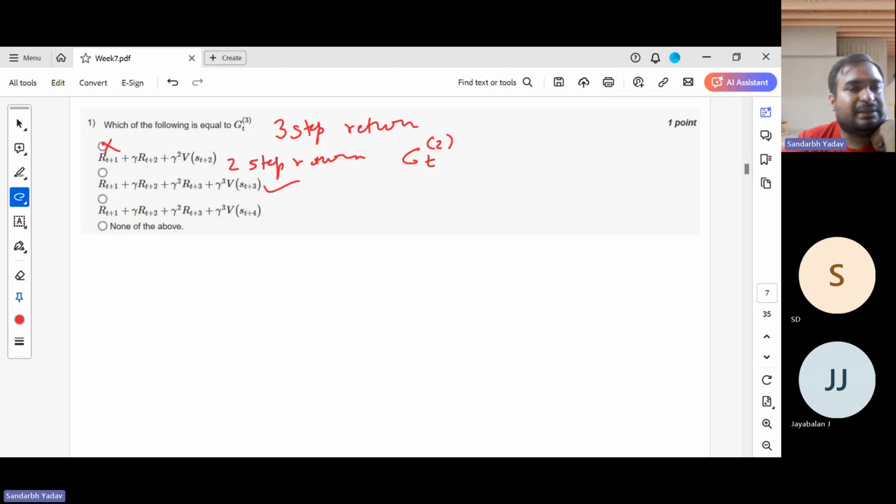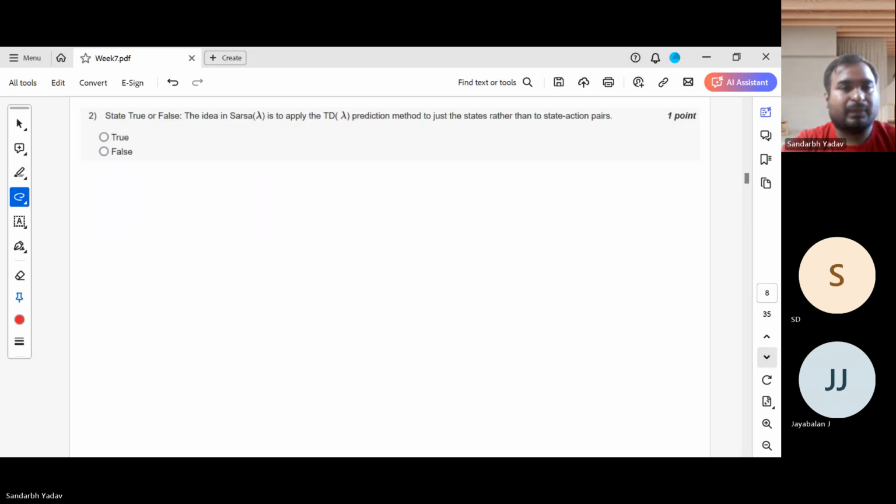The issue with this one is that instead of S_{t+3}, they have S_{t+4}. So that is the issue. This is also not the correct answer. And simultaneously, if option B is correct, then this cannot happen. This is purely definition based. I hope you are able to get this answer quite easily. If you have watched just the lectures, you will be able to get this.